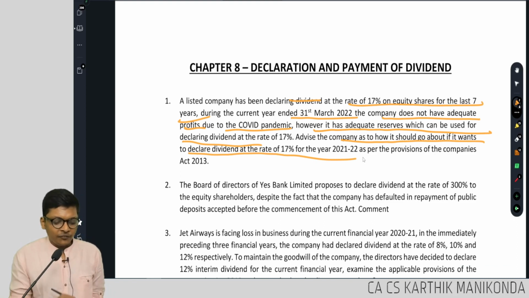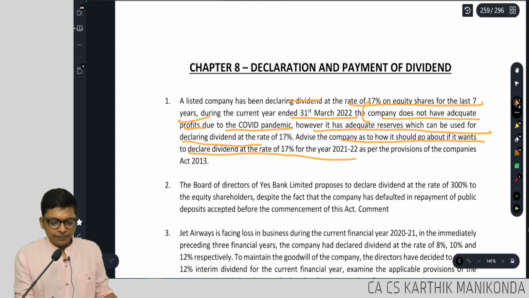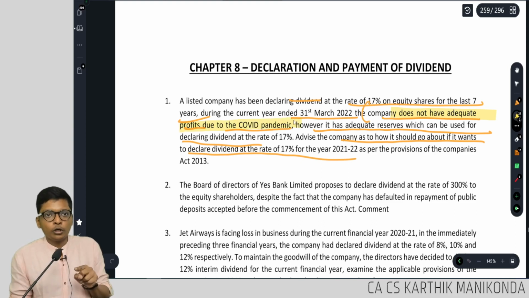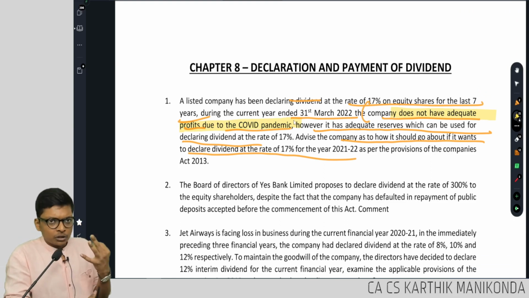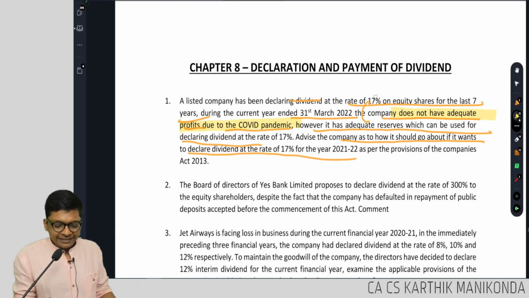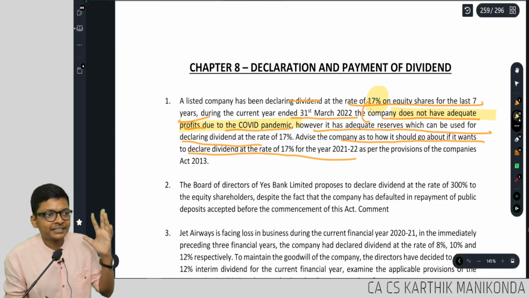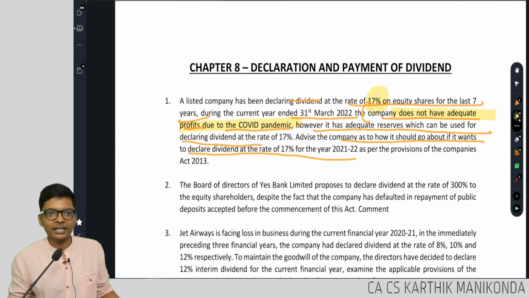Current year, do they have profit? Current year. The company does not have adequate profits. So I am going to use previous year. Previous year, how many rules? 3 rules. I can't apply rule 2 and 3 because data is not available. But I can apply rule 1, average of the last 3 years. What is the average of the last 3 years? 17, because every year is 17. So can they declare 17%? Answer is yes. Are you following, guys?